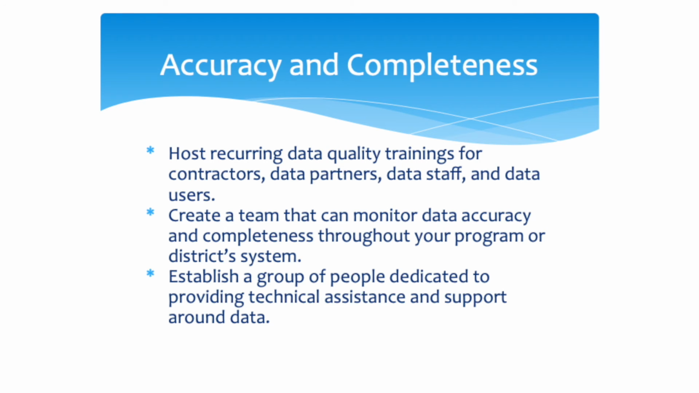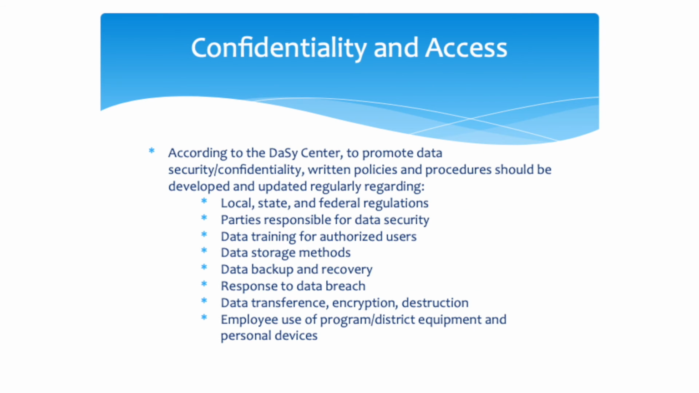The third component to data governance is confidentiality and access. Your data should be protected and accessible to only those that are authorized to have access, also called authorized users. An example might be a preschool classroom teacher who has access to attendance records of their preschool classroom but does not have access to the family's financial enrollment information. Therefore, this teacher is an authorized user for the attendance records.